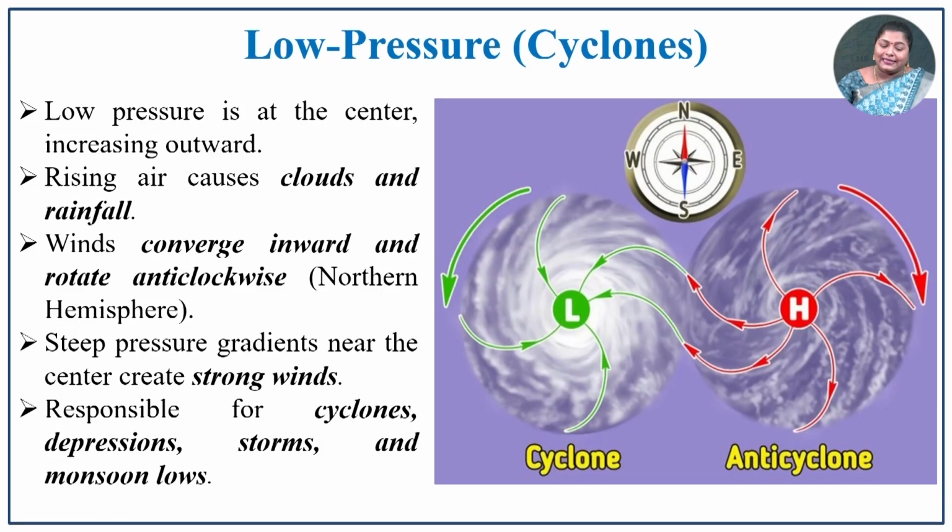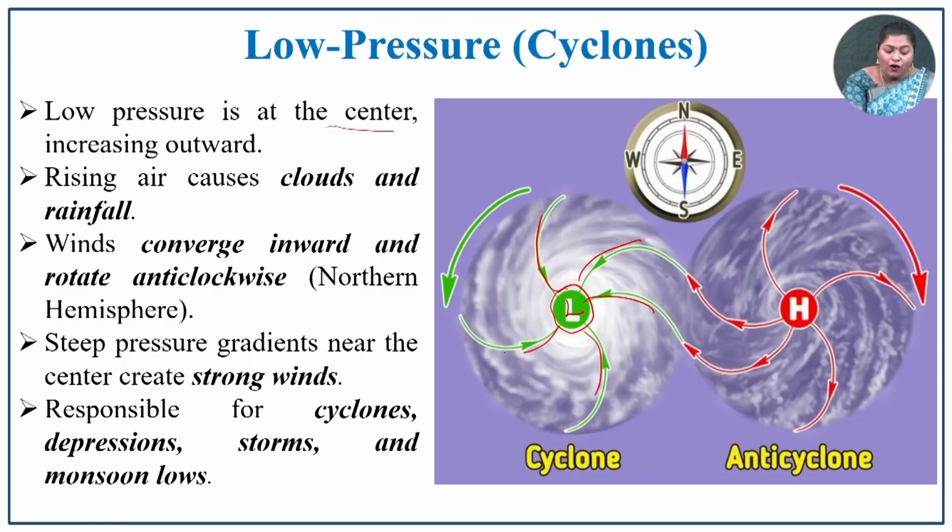Low pressure, that is cyclone. The low pressure will be at the center and it increases outwards. Air rises, cloud formation occurs, cumulonimbus clouds are formed because of this process and it leads to rainfall. So, this is the main characteristic of low pressure, that is cyclone.